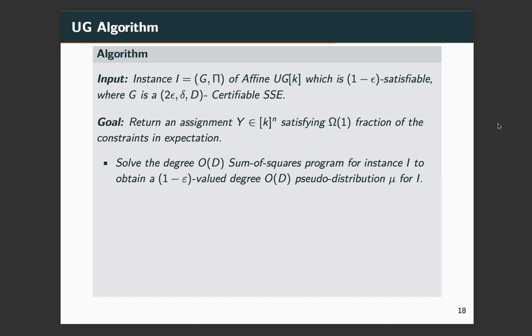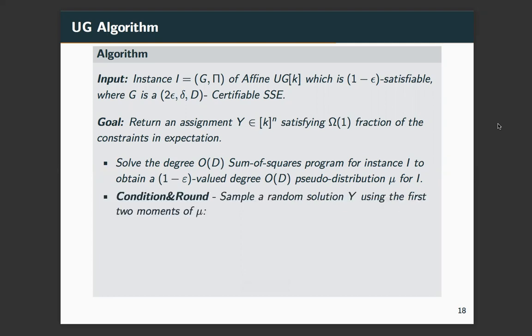Even if you don't know about pseudo distributions, what this means is that roughly we are getting some distribution over satisfying assignments of the instance, but only access to the low degree moments of this distribution, and so no sampling access to mu. Now we will show how one can produce a good solution using only the low degree moments of this distribution. We will perform a very simple rounding procedure, which in fact uses only the first 2 moments of mu.